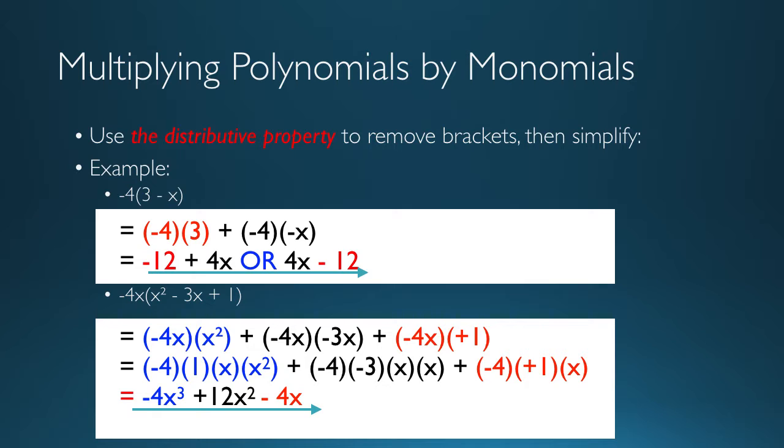And then negative 4 is being multiplied by negative 3, which gives us positive 12. And x times x is x squared. And then we have negative 4 times positive 1 gives us negative 4, and we keep the x. So our final answer is negative 4x to the power of 3 plus 12x squared minus 4x. Is that the answer that you got? I hope so. Well done, if it is.